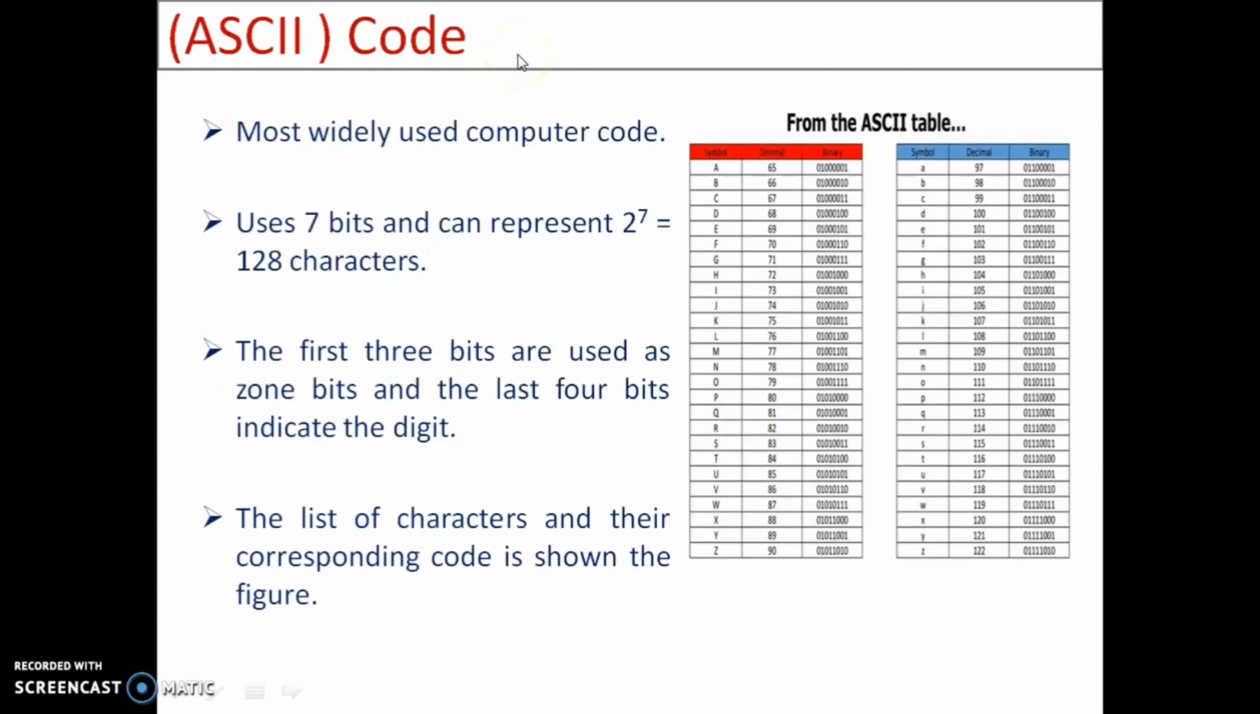And another widely used character system is ASCII code. It is the most widely used, and it uses 7 bits. It can represent 2 to the power of 7, that is 128 characters. ASCII is of 2 types, ASCII 7 and ASCII 8. ASCII 7 means 7-bit code, 2 to the power of 7, that is 128 characters. ASCII 8 means 2 to the power of 8, that is, it can represent 256 different characters. The ASCII representation of characters A, B, C, D up to Z, capital and small letters, is shown here.